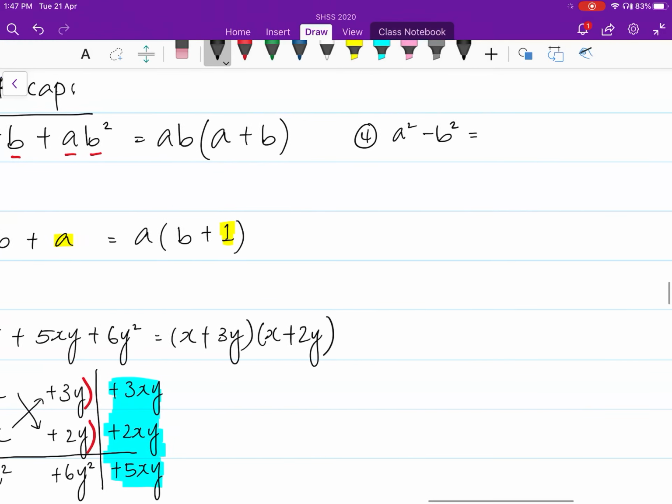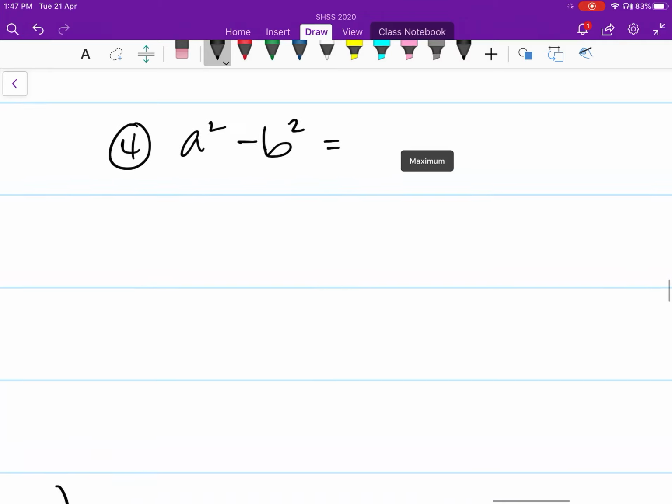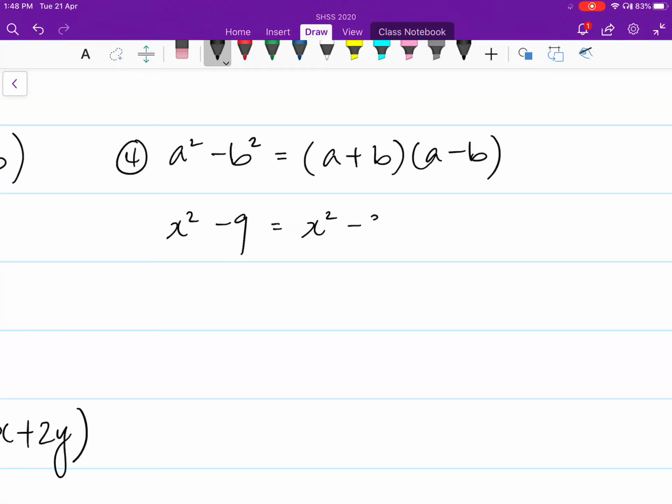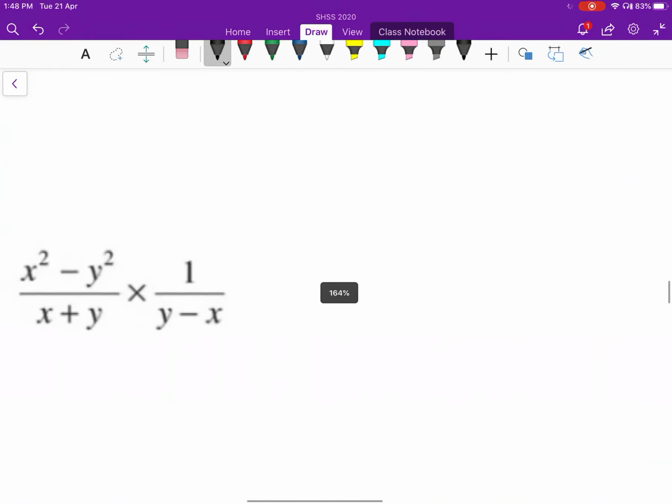And the last type of factorization that most of you are very weak in is a squared minus b squared. If we factorize, we will get a plus b, a minus b. I give you an example. If we have x squared minus 9, that is actually x squared minus 3 squared, so we will get x plus 3, x minus 3. Alright, with these factorization techniques that we know, we can now go to work example number 5.